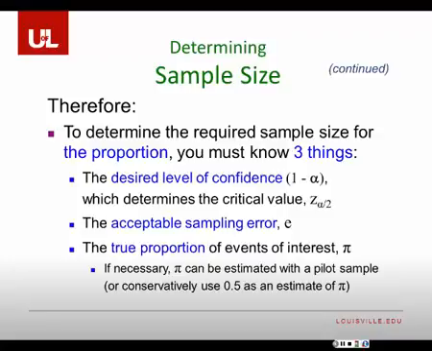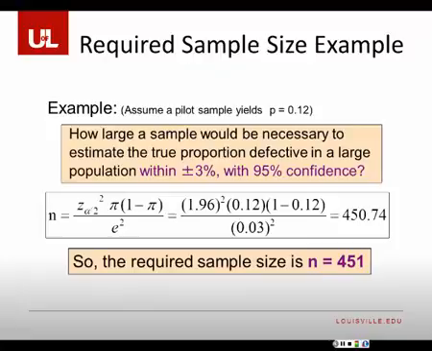So therefore, to determine the population proportion, you need three things. Again, the desired level of confidence, the acceptable sampling error, and the true proportion. Since you don't have the true proportion, you're going to replace it with what? Just as with the mean, if you don't have mu, you replace it with what? X bar. So if you don't have pi, you replace it with what? P. In this case, we need a sample size of 451.